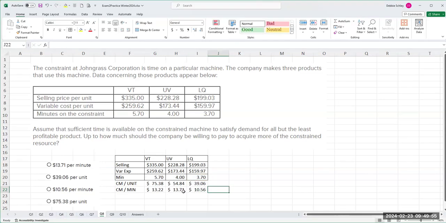So which one of these is the least? Well, it is LQ. So I don't want to pay more than $10.56 per minute for extra time on the machine. And again, normally that would be added to what it normally costs on the machine, but they did not give us that information.